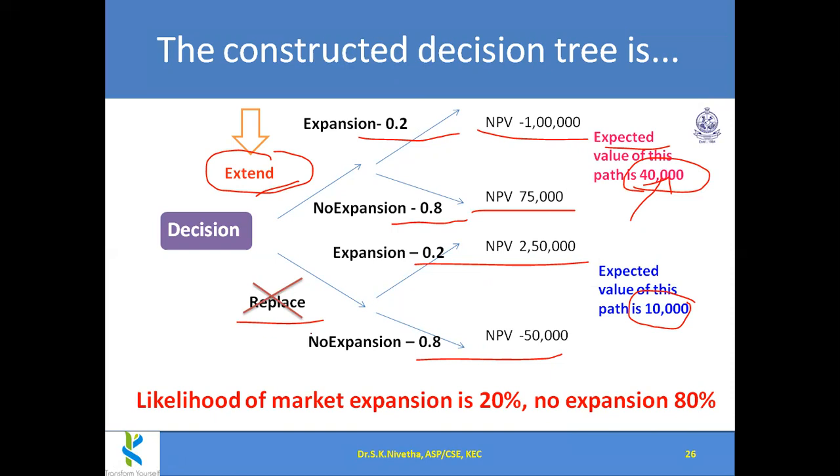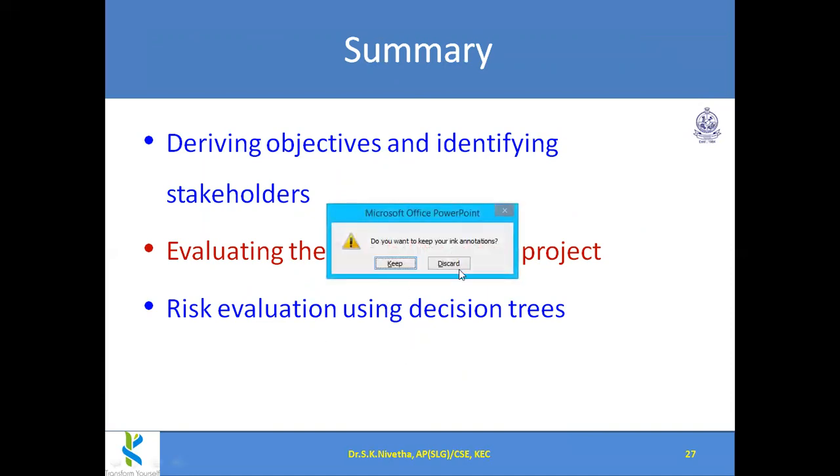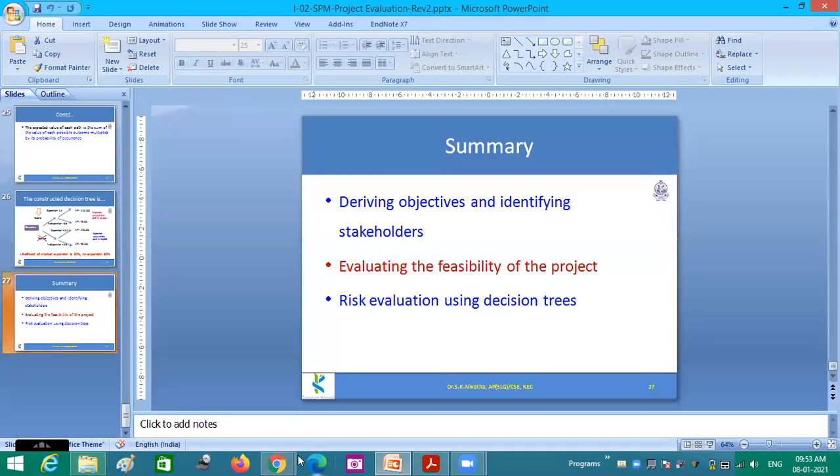In that way, project managers can take decisions. So how do we derive objectives and identify stakeholders, how do we do the feasibility study, and how do we do the risk evaluation? With this, I hope you got some idea of how unit 1 is constructed.